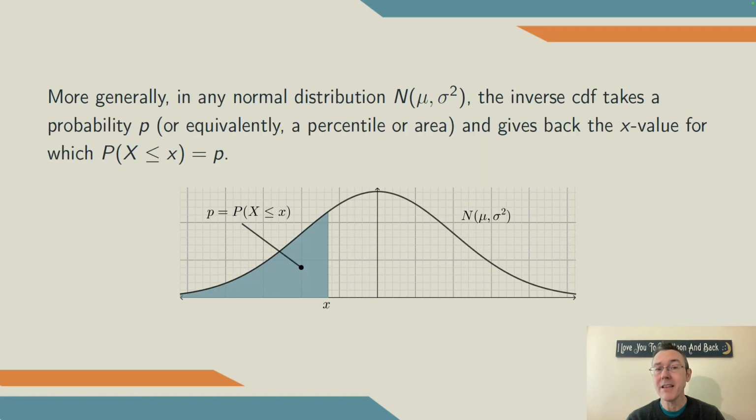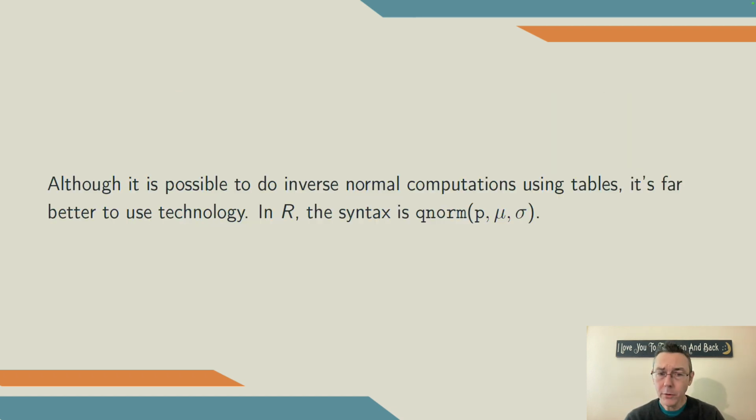More generally, in any normal distribution, N of mu comma sigma squared, so now we have a mean mu and a standard deviation sigma, the inverse CDF takes a probability p, equivalently a percentile or area to the left, and gives back the x value for which the probability of getting a random value less than or equal to x is equal to p.